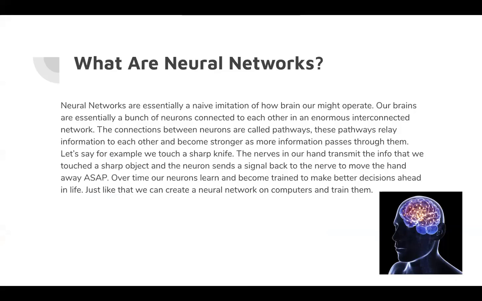Our brains are essentially a bunch of neurons connected to each other in an enormous interconnected network. The connections between neurons are called pathways. These pathways relay information to each other and become stronger as more information passes through them.